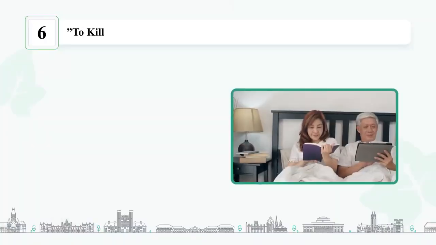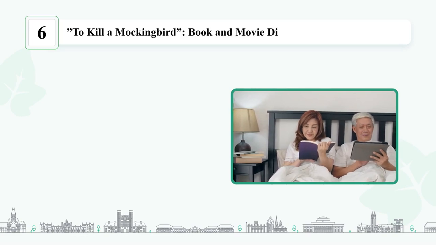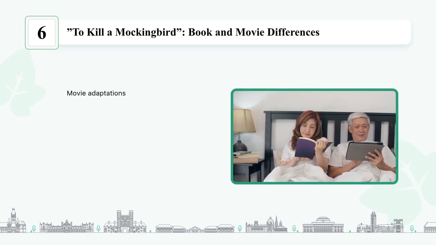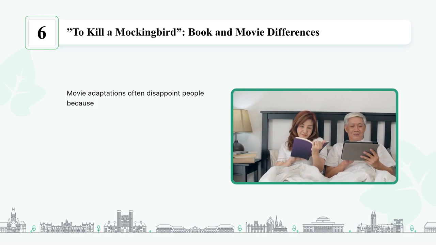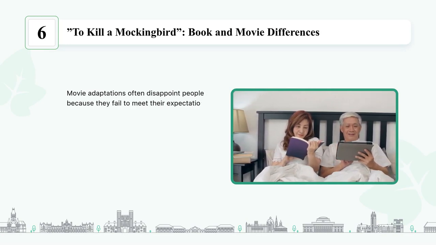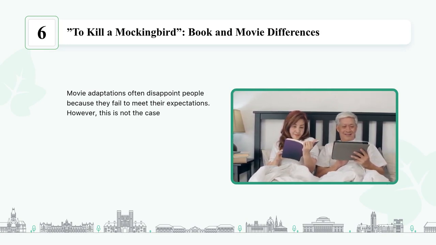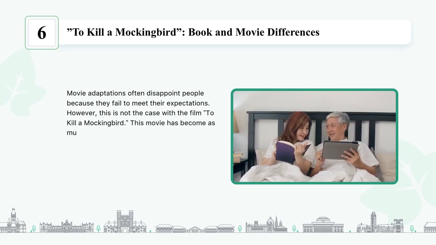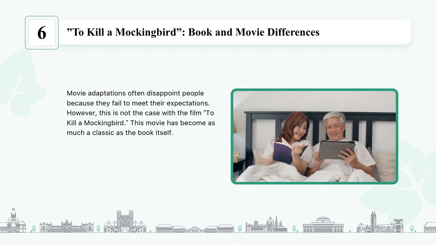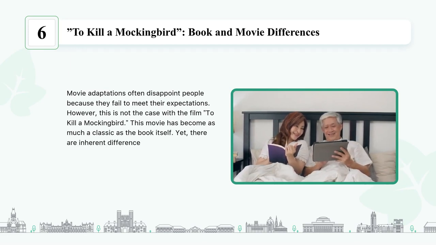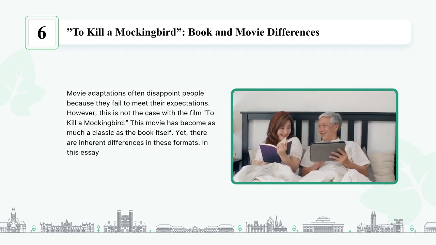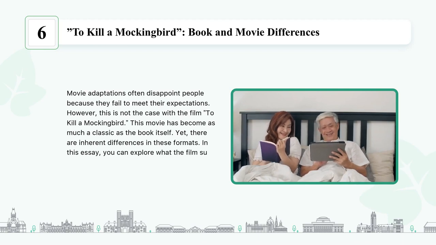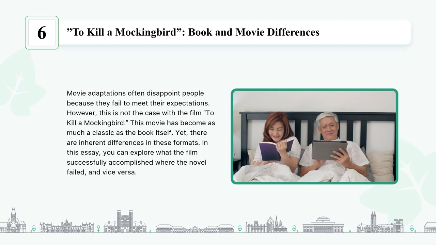To Kill a Mockingbird, Book and Movie Differences. Movie adaptations often disappoint people because they fail to meet their expectations. However, this is not the case with the film To Kill a Mockingbird. This movie has become as much a classic as the book itself. Yet, there are inherent differences in these formats. In this essay, you can explore what the film successfully accomplished where the novel failed, and vice versa.